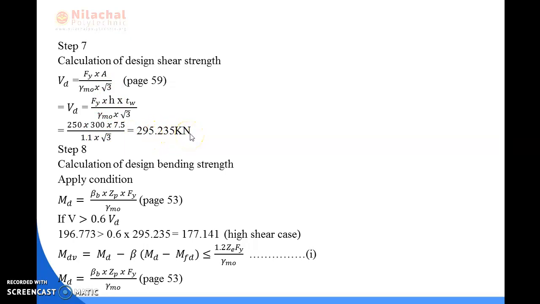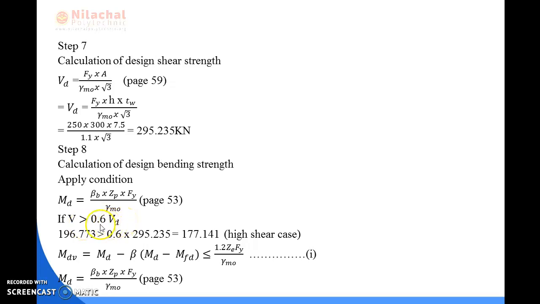So now we have to compare V and Vd and find out whether it is a low shear case or high shear case. So now, first of all, we need to check whether this value, that is V, is greater than or smaller than 0.6 Vd.